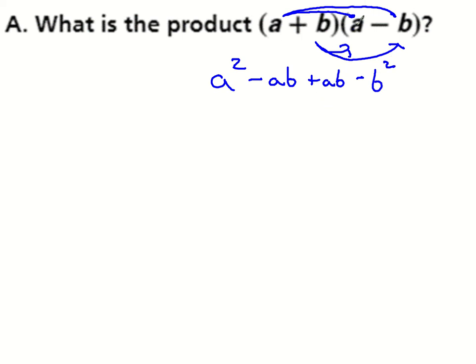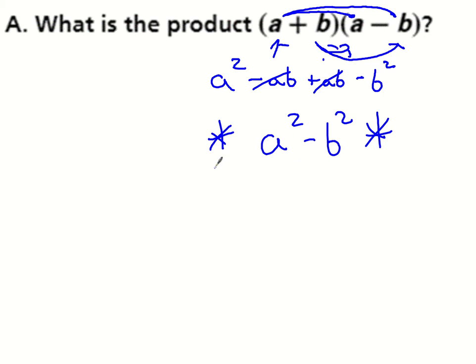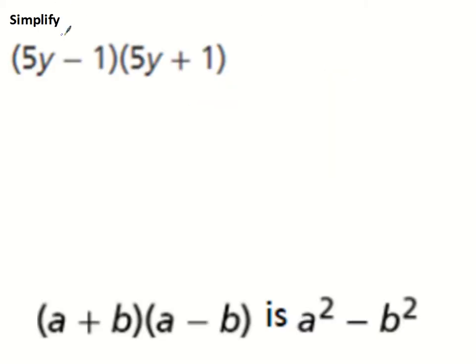Well, if we notice this, what happens is negative ab and positive ab, those are the same exact things. Those cancel each other out. So I just get a squared minus b squared. And that is a pattern that'll happen every single time. So if you have the same two values, but they're being added and subtracted and you're multiplying them, it's always just going to take the first term and square it, take the second term and square it, and you're going to subtract those two.